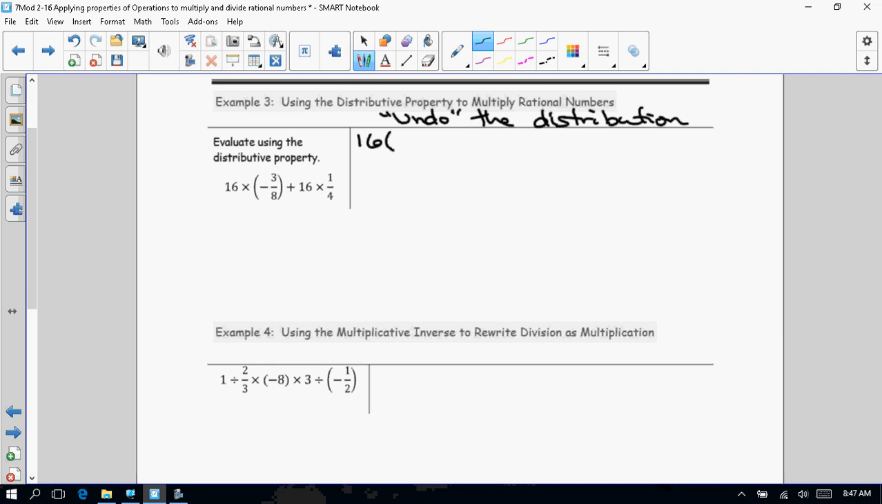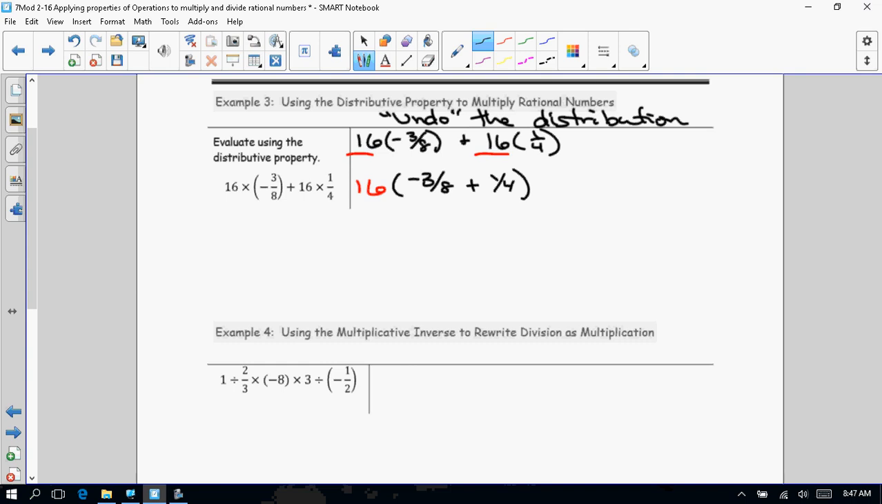We have 16 times negative 3/8 plus 16 times 1/4. What do you notice both of those have? They both have a 16. So I'm going to take the 16 away. I'm going to undo it. I'm going to take the 16 out. And what do I have left? I have a negative 3/8 that's going to get added to a positive 1/4. It looks just like the opposite of what we did in the last two problems.